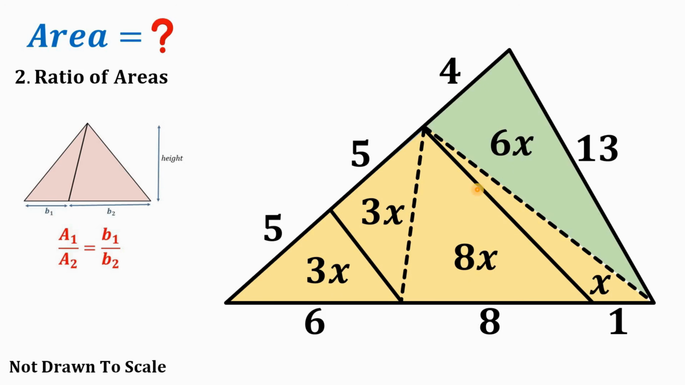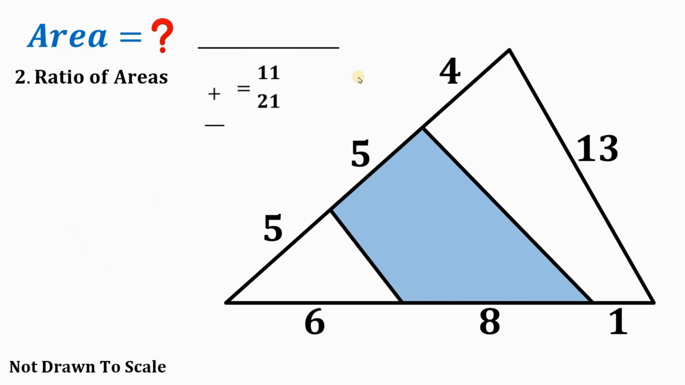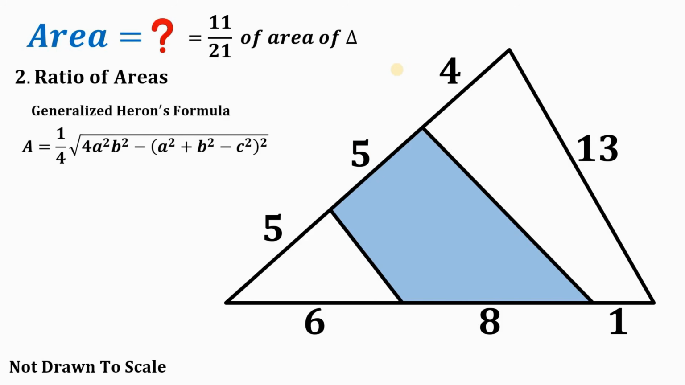From here, we can now get the shaded region. The shaded region in this triangle is simply equal to 3x plus 8x all over the sum of those areas, 3x, 3x, 8x, x, and 6x. Simplify, this becomes 11x over 21x. Simplify, this is just 11 over 21 of the area of the whole triangle. So the shaded region is simply equal to 11 over 21 of the area of our triangle.